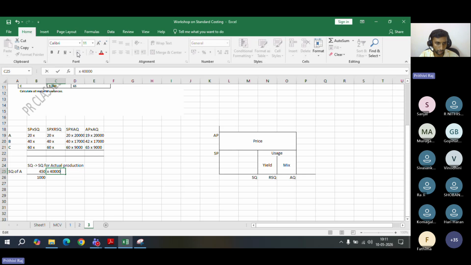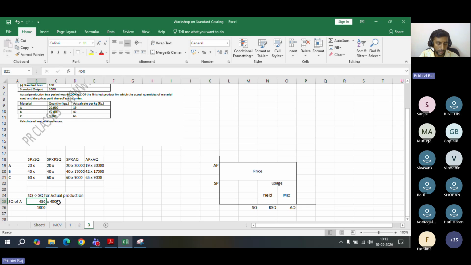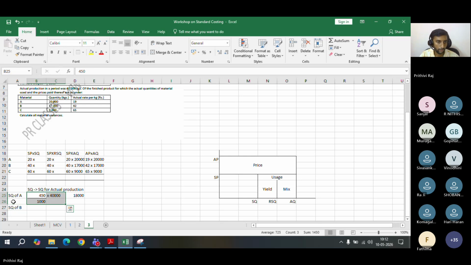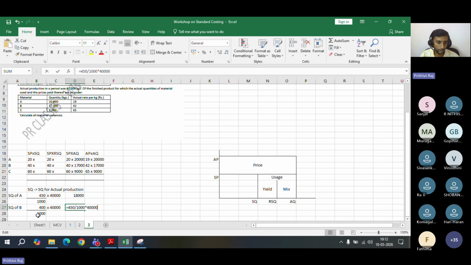Let me explain again. This 450 kgs is for 1000 kgs output. So for 40,000, what is my input required? So 450 is for 1000. Then for 40,000 kgs of output, how much is required? 18,000 kgs is required. Got it? Similarly, SQ for B: 400 kgs is for 1000 units. Then for 40,000, how much? Same formula, instead of 450, I put 400.